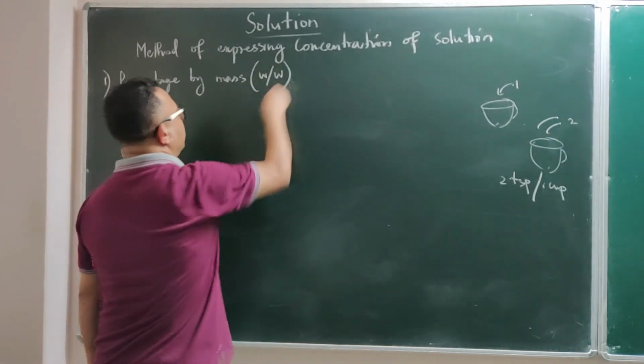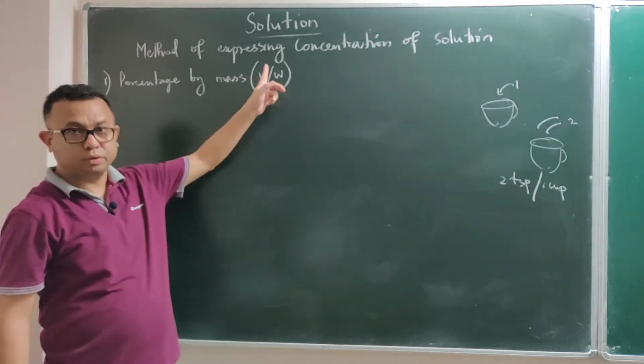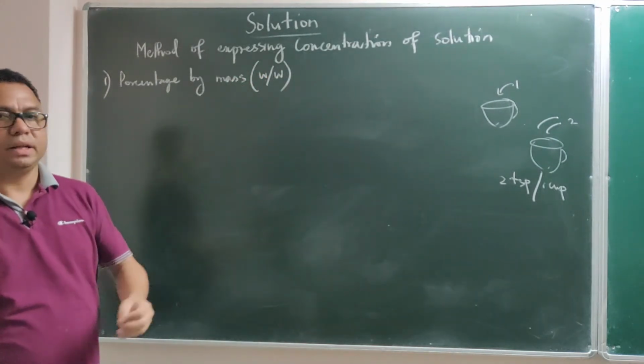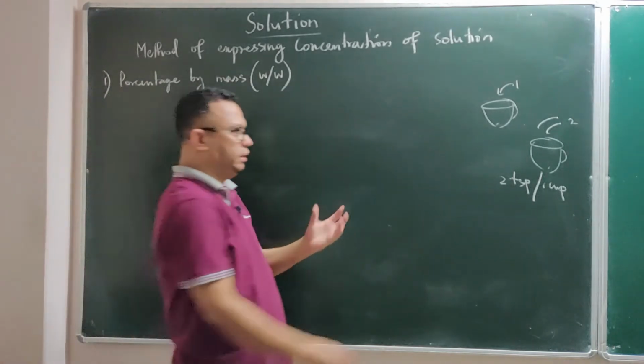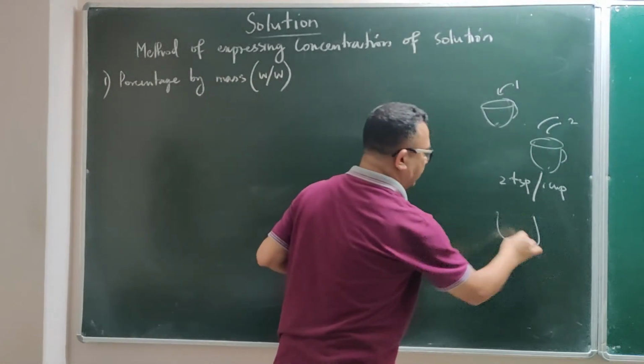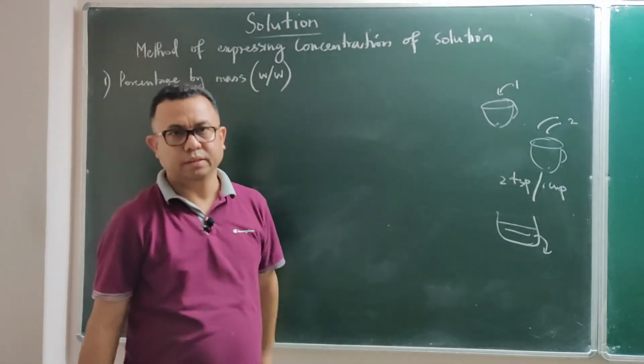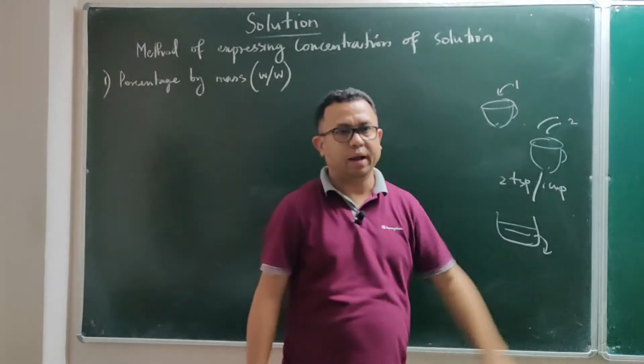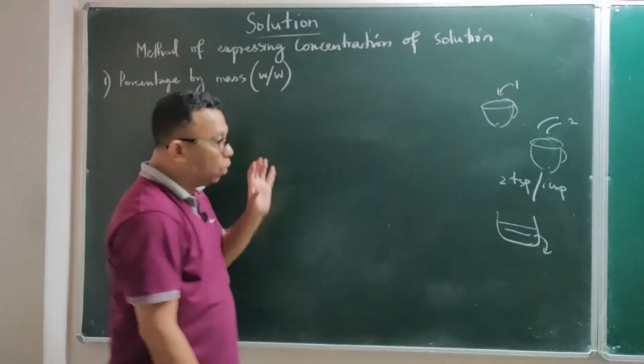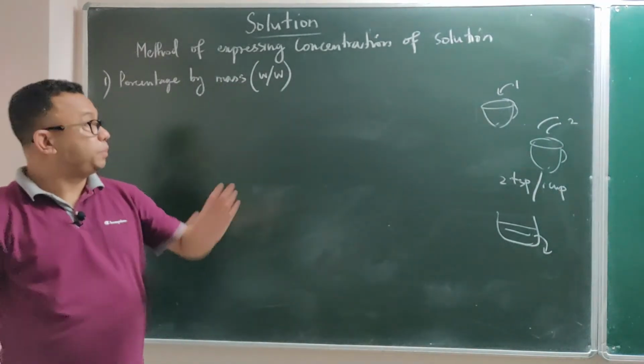We call this W by W. So weight of the solute and the weight of the solution. Then how do we express this? For example, in a particular container, how much of liquid, solvent that is, have you taken? And how much of solute are you adding? When both of them are expressed in terms of gram, expressed in terms of weight.